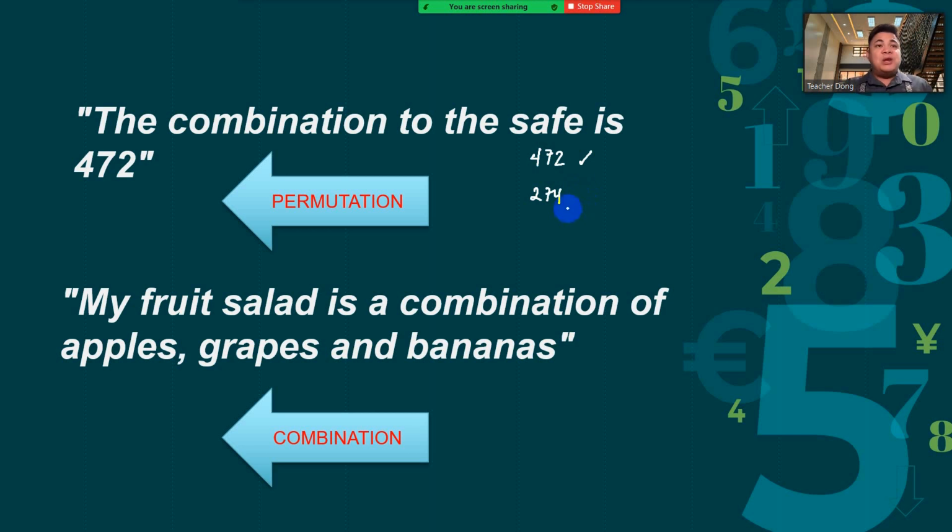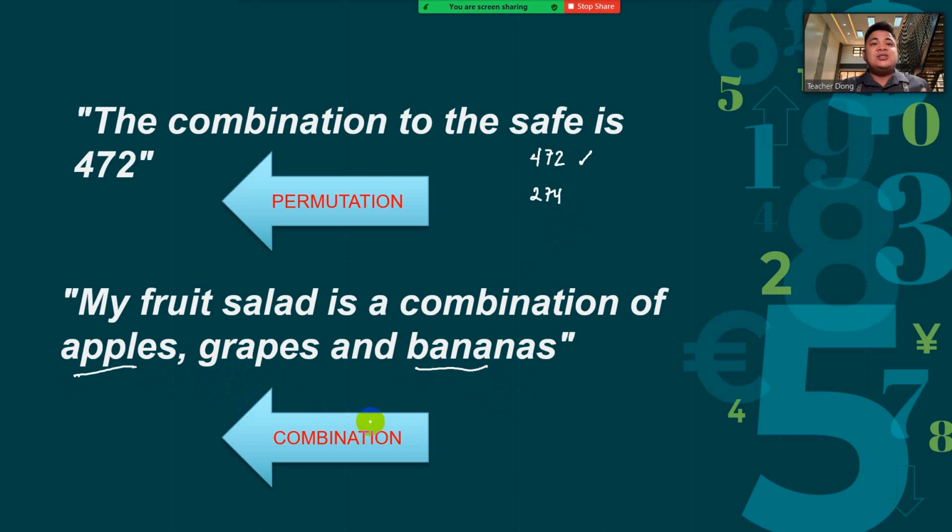Now, how about for combination? For combination, for example, my fruit salad is a combination of apples, grapes, and bananas. If I change the order, let's say I put first the bananas, followed by grapes and apples, is it still a fruit salad? Yes, of course. So the difference of combination from permutation is that it is also an arrangement, but it does not care about the order or the position.